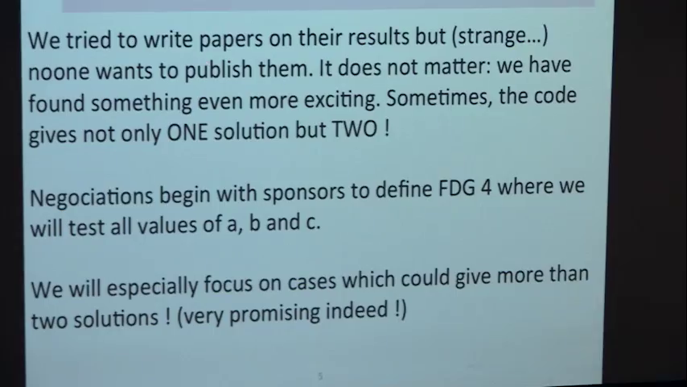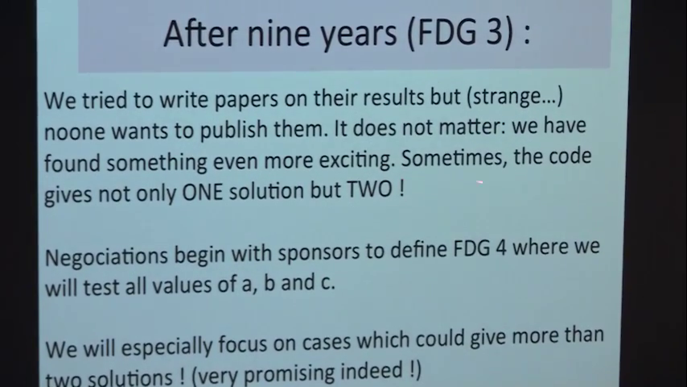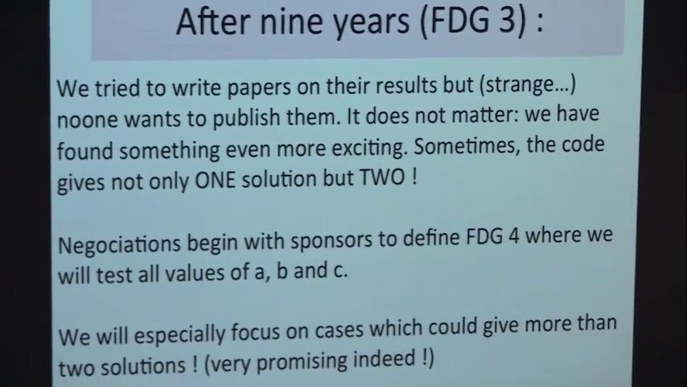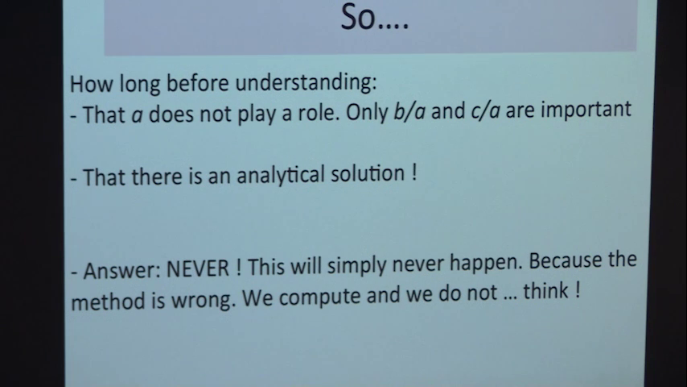So after 9 years, it's strange because we tried to write papers, but it seems no one wants to publish them. No problem. We keep working on that. We found a case where the equation has not one, but two solutions. So probably there are cases where there could be more than two. Could be 3 or 4, who knows. So we need more money to do that. And so the real question about all this is, how long will it take before we understand that A doesn't play any role, that only the ratio B over A and C are important? Well, the answer is, how long before someone says there's an identical solution? Well, never. If we keep running the code, we will never do it.